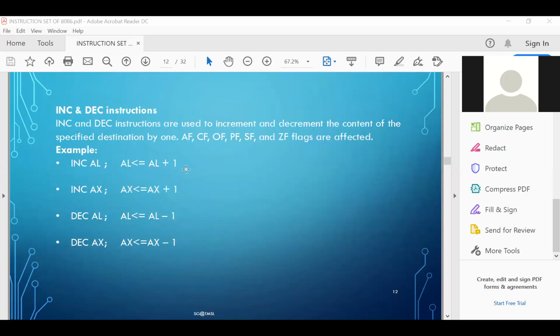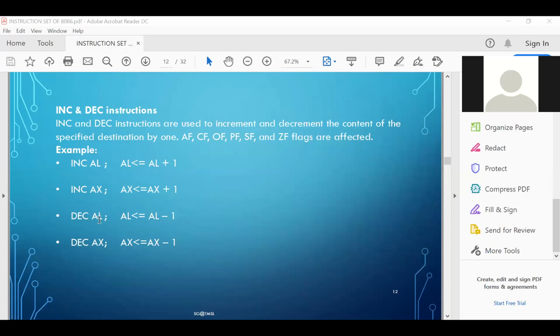Next is the increment and decrement instruction. Now these are very important instructions because you need to increment the content of any register by 1 or decrement the content of any register by 1. So increment should be processed in this way, INC AL. If it is written, then AL will be AL plus 1. If INC AX is given, then the new value of AX will be AX plus 1. Suppose AX contains 0003. Now you have used INC AX. What happened? AX will be 0004.